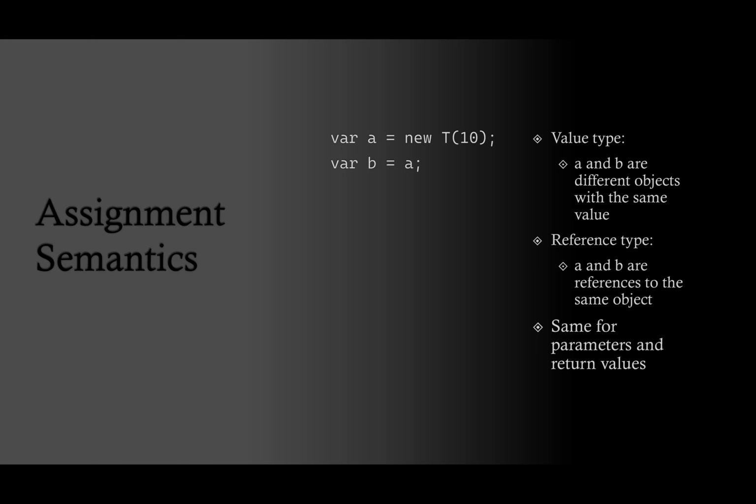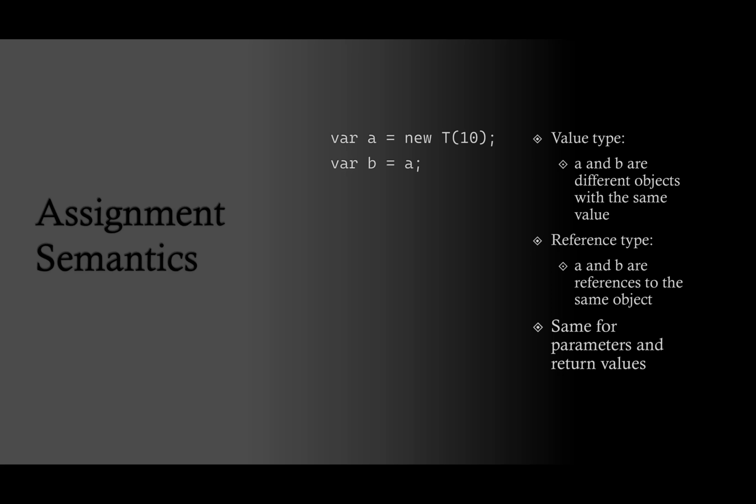If T is a reference type, then a and b are references to the same object. So there's only one object, and a and b both refer to that one object. So there's a level of indirection with a reference type: a and b are referring to something that is independent of those variables. And also there's this concept of object identity, that there is one object that a and b both refer to. And the same thing that applies to assignment also applies to any place where an object is either copied or a reference is copied. So whether you're passing a parameter to a method, returning a value from a method, or assigning one variable to another, the same concept applies.